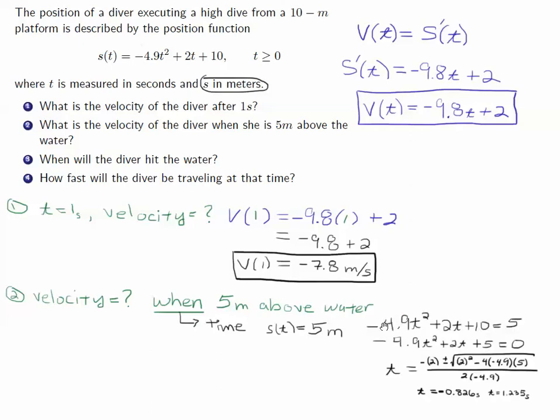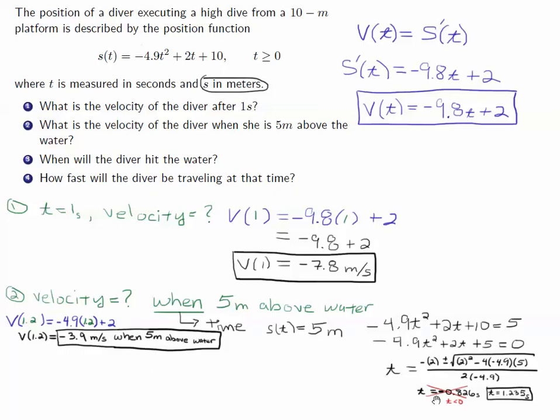We'll just set the position function equal to 5. We'll subtract 5 from both sides. We'll get this expression here, so 10 minus 5 is 5. And now we're going to solve this quadratic equation, and we're going to use the quadratic formula to do so. We'll get 2 times, a negative one and a positive one. And since this is a physical problem, we're going to disregard the negative time, the time that's less than 0, and we'll take the positive time.